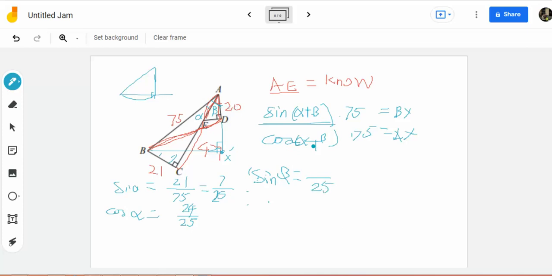25, 20. This is 5, 4, 3. So this is 15, right? So 5, 4, 3. Cosine alpha is equal to 5, 4, 3, right?